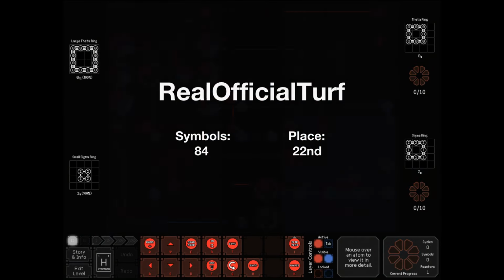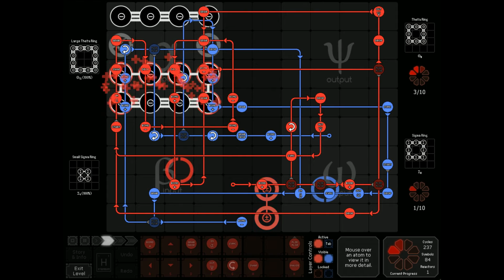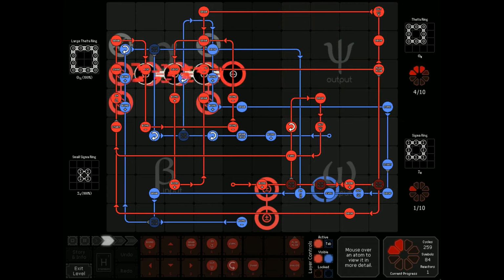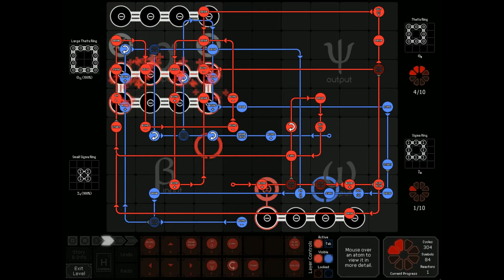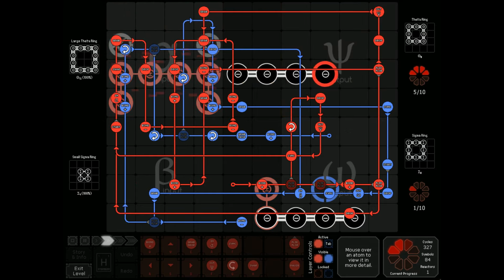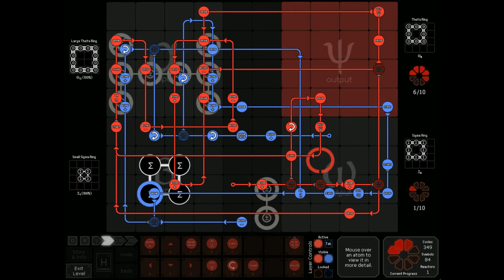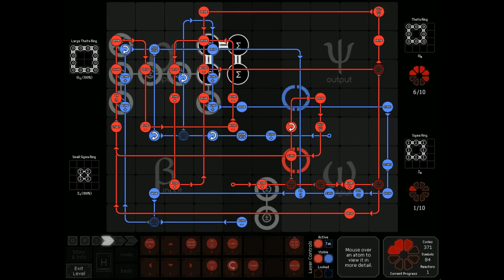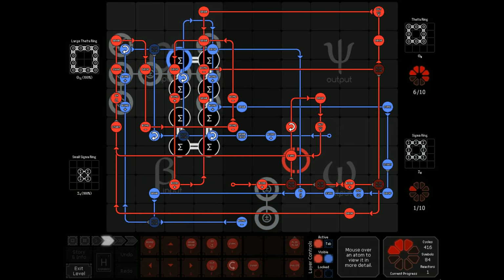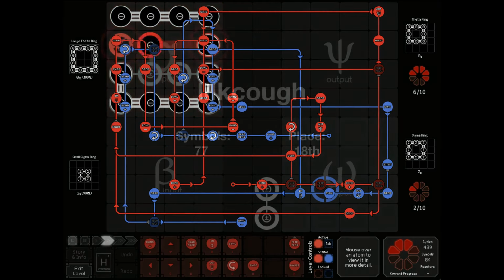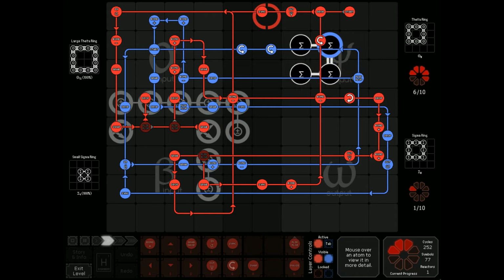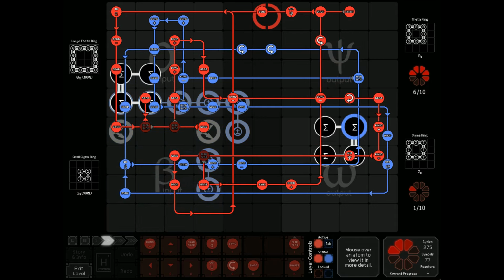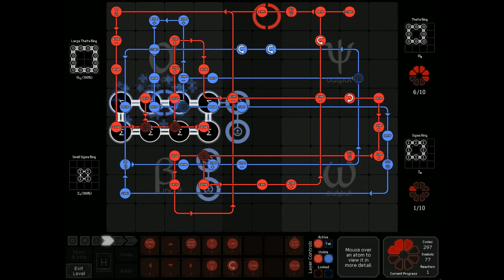RealOfficialTurf has each Waldo dedicated to each output ring, taking it in turns to process each one. Lilkoff also has each Waldo dedicated to their own rings, but lays things out so that the leftover 4-atom stick is already in position to be bonded directly to that of the following ring.